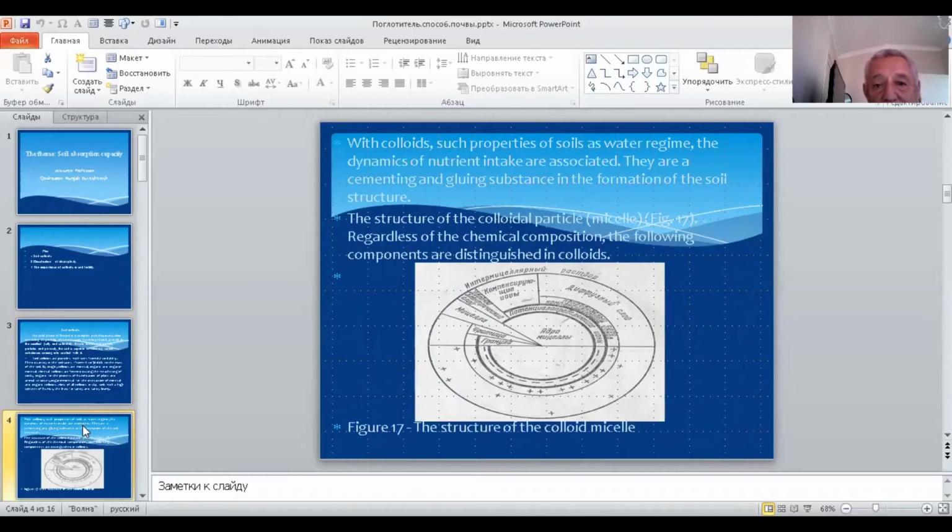With colloids, such properties of soil as the water regime and the dynamics of nutrient intake are associated. They are the cementing and gluing substance in the formation of the soil structure.